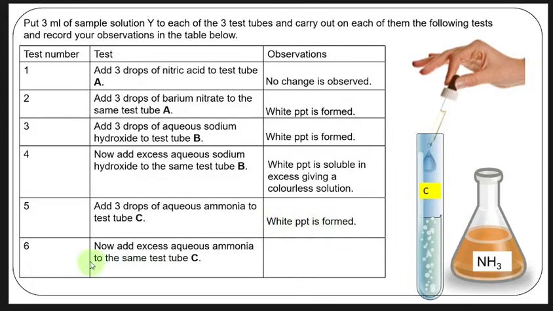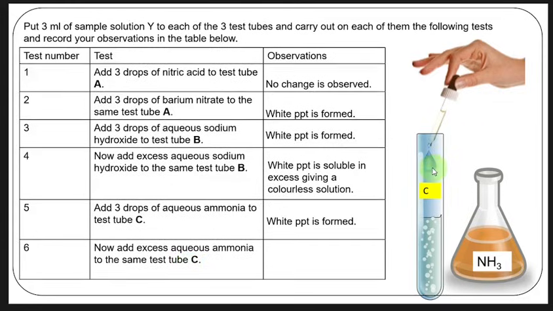Then you go to test 6, which says add excess aqueous ammonia to the same test tube C. So now you add excess here to the same, more than 3 drops, enough now. See what will happen to the solids.